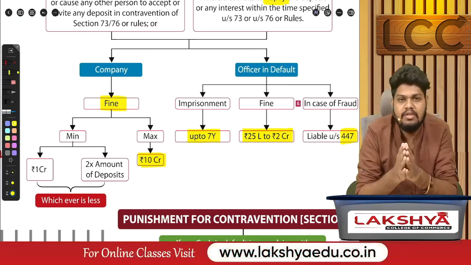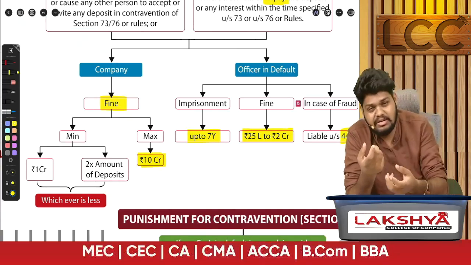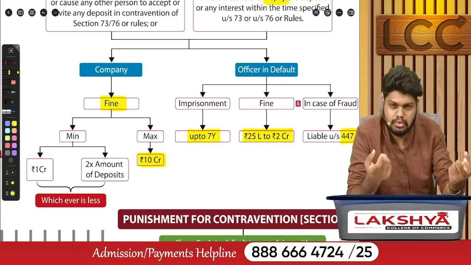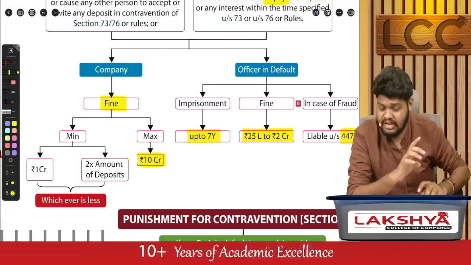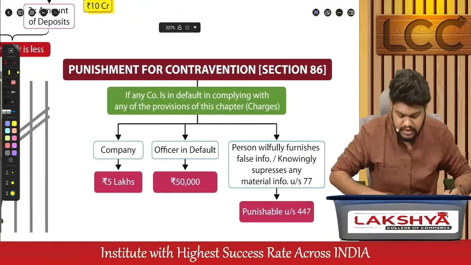And the officer in default will be imprisoned for up to a period of 7 years and a fine of minimum 25 lakhs to a maximum of 2 crores. And if at all they have done any wrongful or fraudulent activities, they'll be imposed under section number 447.